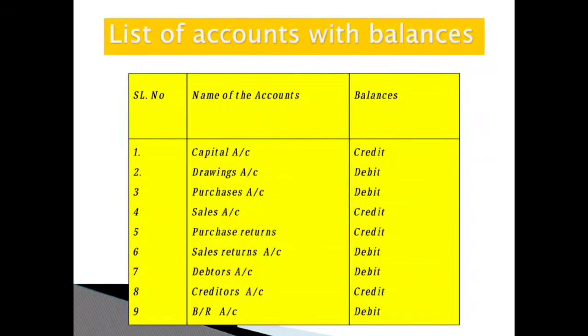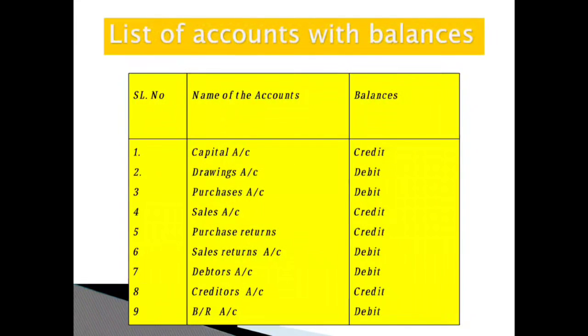First we will see the capital account, which shows us credit balance. Drawings is debit because it is an expense. Purchases is an expense, so debit. Sales is income, so credit side. Then purchase returns is a credit because we are going to return the goods and collect our amount here. Then sales returns is debit because it is a loss: whatever we have sold is returned back to us.